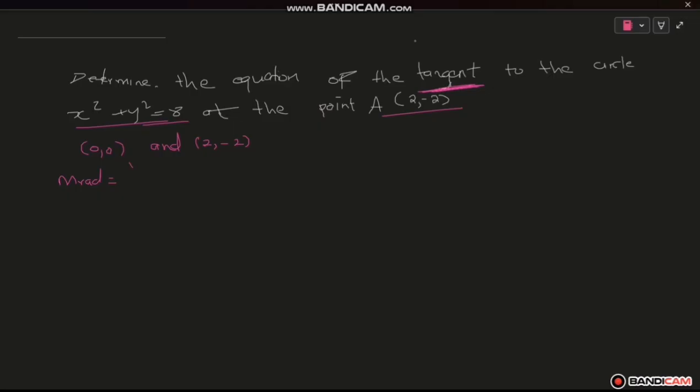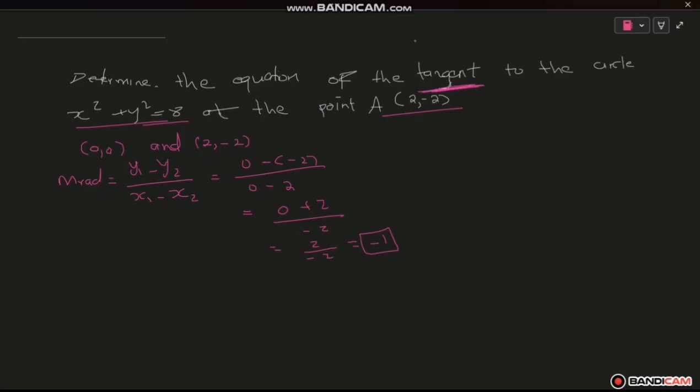This is step number 1. Make sure that you follow those steps. m radius equals (y1 minus y2) over (x1 minus x2). Therefore y1 is 0 minus y2, which is minus -2. Substitution is very important. Over x1, which is 0, minus x2, which is 2. Use your calculator: you're going to have 0 plus 2 over -2, which is 2 over -2, that is -1. This is m radius.